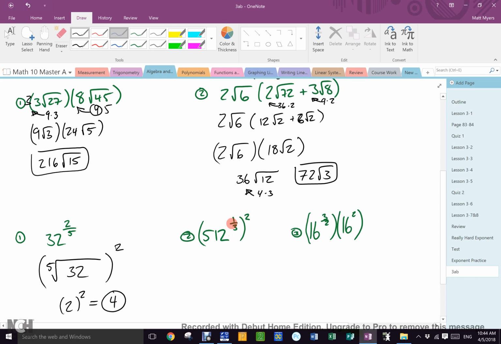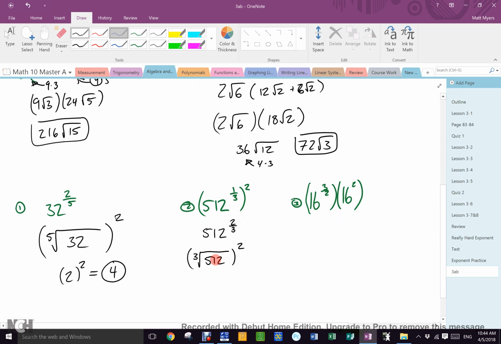This one. What do you got to do with those exponents? What do you do with exponents over brackets? Multiply. What's 1/3 times 2? It's not a trick question. 2/3. Where does the denominator go? 512, all squared. What is the cube root of 512?